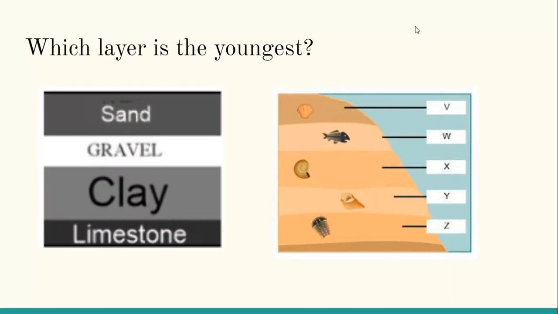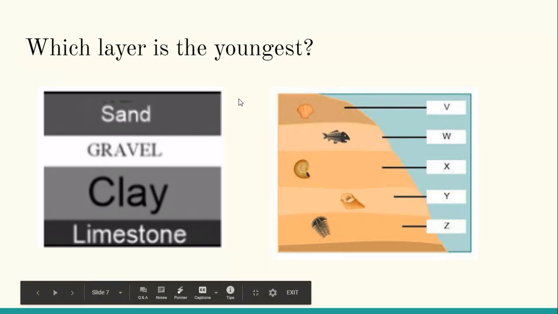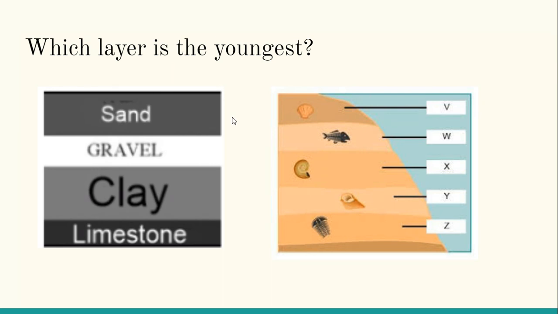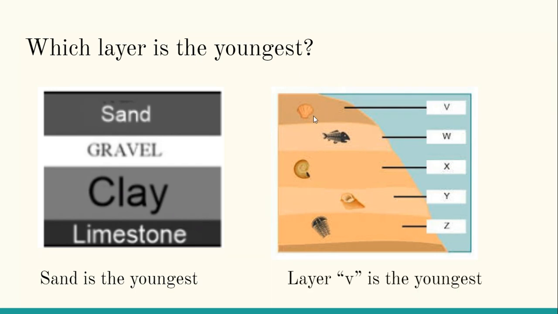Which layer is the youngest? We have two pictures here. We have sand, gravel, clay, and limestone. Which layer of that is the youngest? And then here, this one we have letters telling us, so you'd have to figure out the youngest there. Let's look at this one first. What do you think is the youngest? If you said that sand is the youngest, then yay, you see the blurry word sand there. And you know that because it's on the top, it's the youngest layer. And over here, layer V is the youngest because it's on the top.